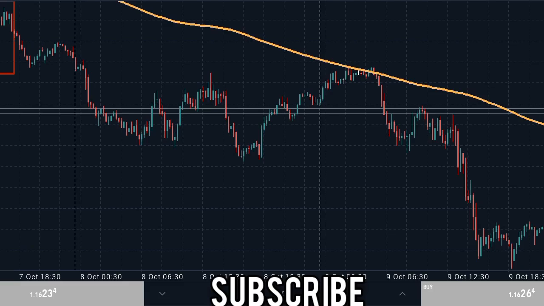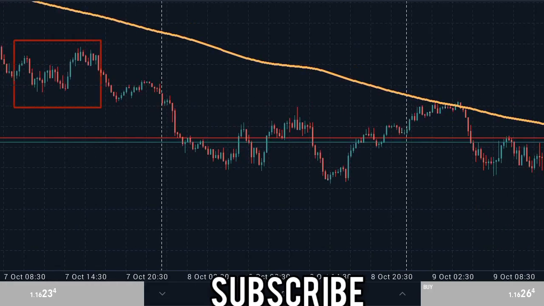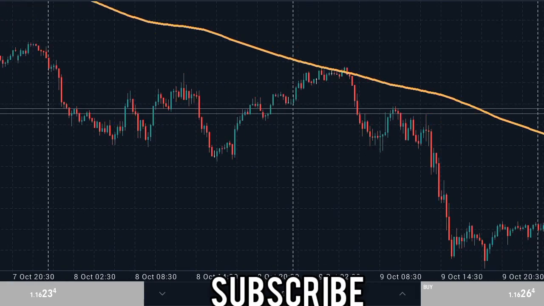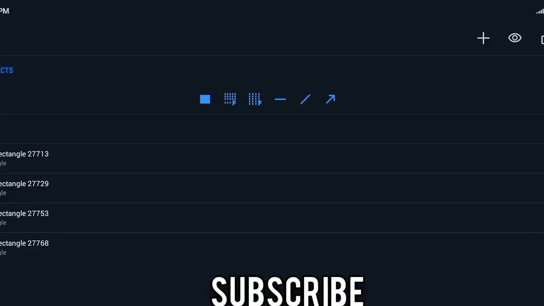Now, the first thing I want to share with us is trend line. I want us to understand something. Let me draw it quickly. Trend line. Now, this trend line can be used as area of support and resistance.